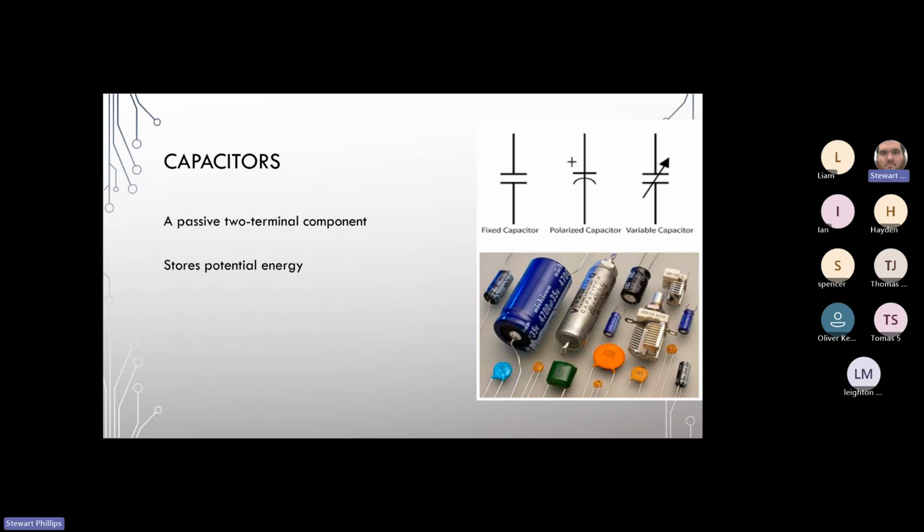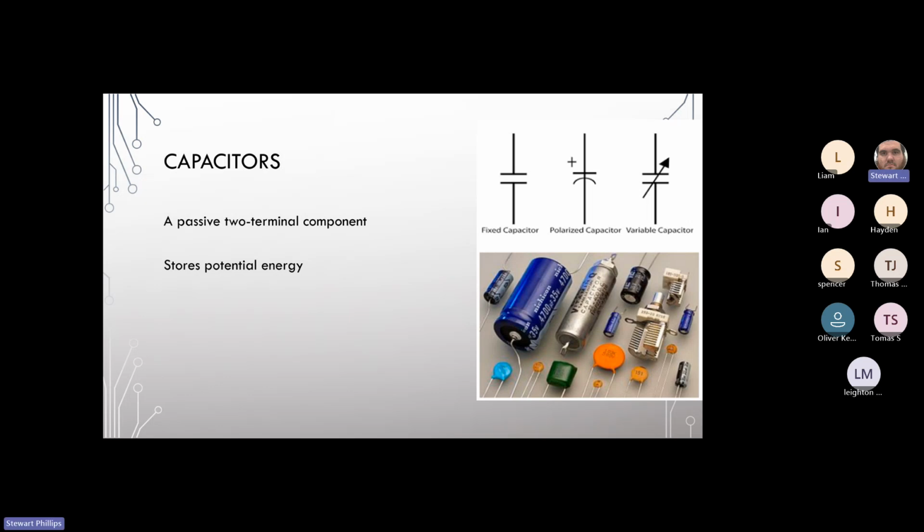So a capacitor is a passive two-terminal component, and it stores potential energy. It was originally known as a condenser. A capacitor stores potential energy in an electric field. The physical form and construction of a capacitor varies depending on the application, but generally they're made of two plates separated by a dielectric. The most common variation is the dielectric material itself. They may include glass, mica, ceramic, plastic films such as polyester, polystyrene, paper, air, or oxides of various types of metal.